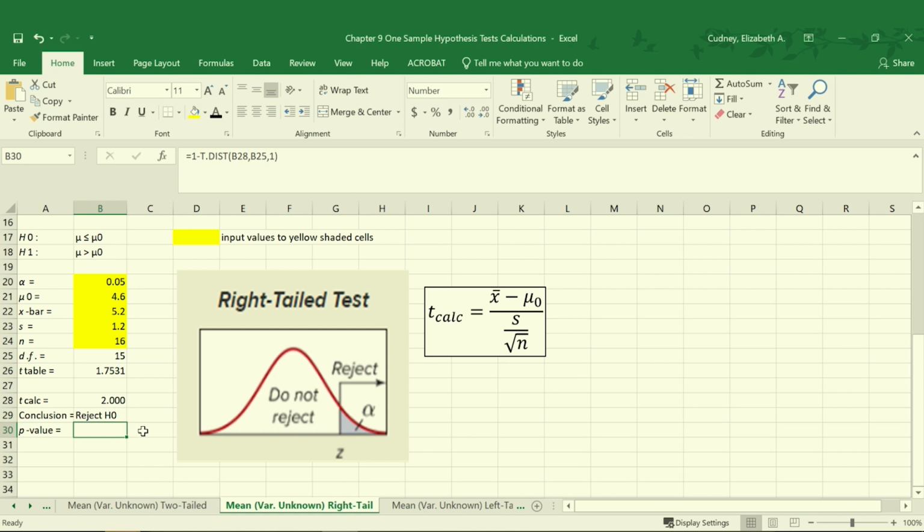We can also calculate our p-value using the t.dist function. We're going to do 1 minus, since we're looking at the right side of the distribution. We'll use our value from B28, which was our t calculation, B25, which was our degrees of freedom, and then we'll use a 1, and that gives us a p-value of 0.0320. Since that is less than our alpha value of 0.05, we're confident in our conclusion to reject the null hypothesis.